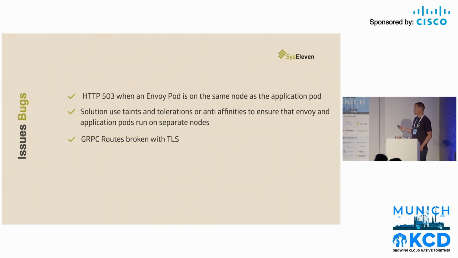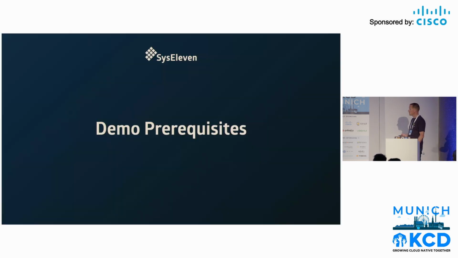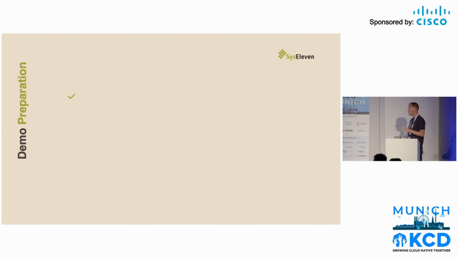And the last thing I found was that gRPC routes were broken with TLS. Probably not a big issue for most people, but it was definitely something that caused me a few problems. Okay, so demo prerequisites. What did I actually install in my demo cluster to get it up and running?